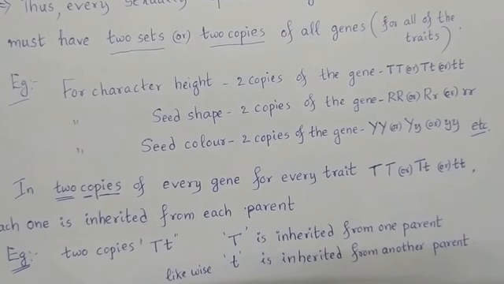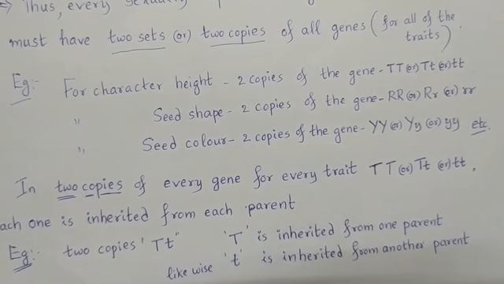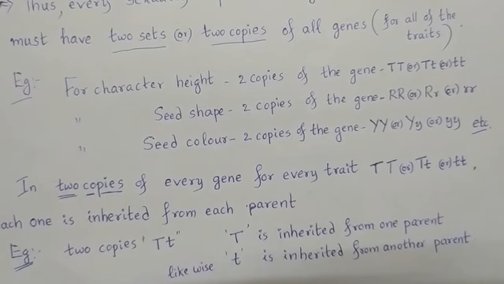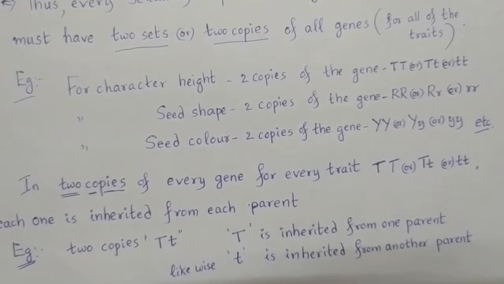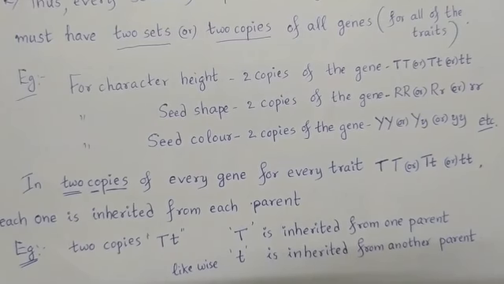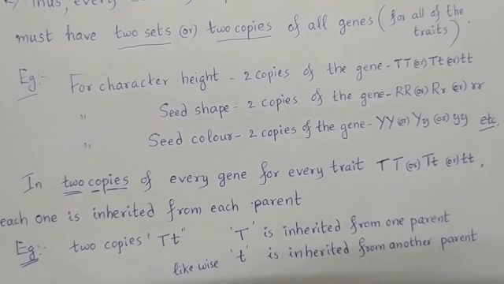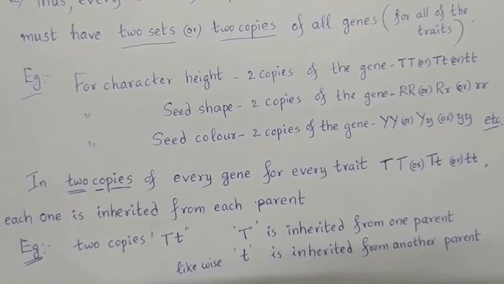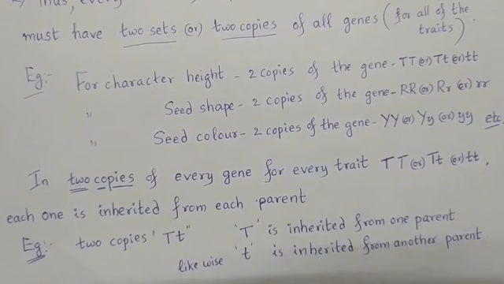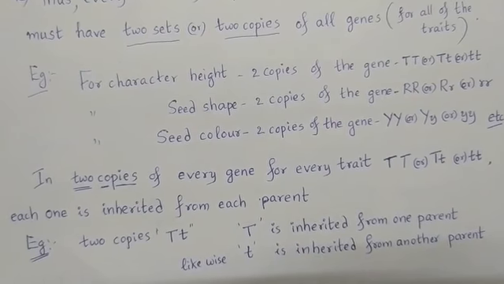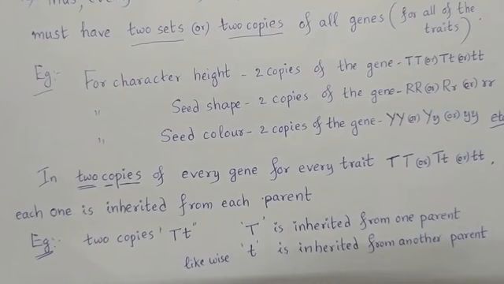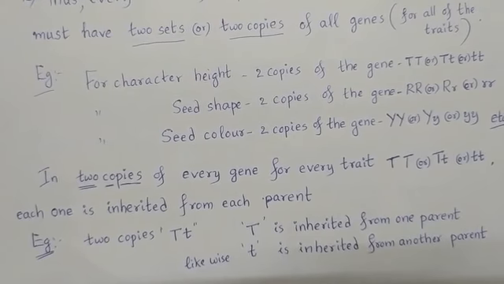In two copies of every gene for every trait, that is capital T capital T, or capital T small t, or small t small t, each one copy, that is one capital T or one small t, is inherited from each parent. Are you getting it? So, for example, two copies, capital T, small t are there. Capital T is inherited from one parent, small t is inherited from another parent. Not necessarily that one is male, another female. Capital T may be inherited from the female parent and small t is inherited from the male parent.